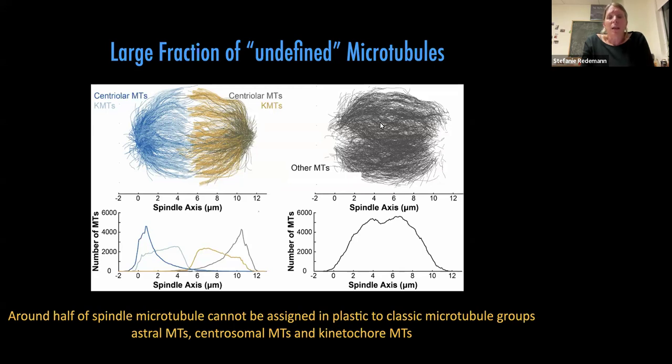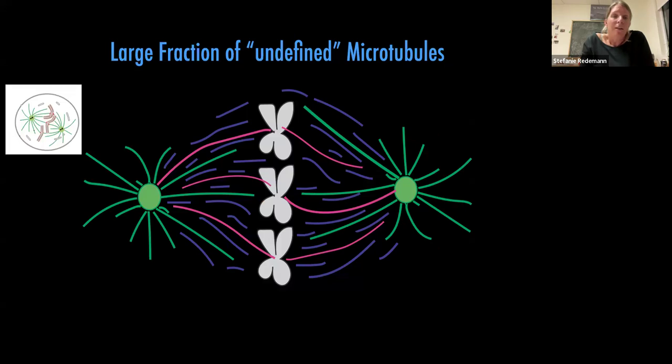We really wanted to understand what these undefined microtubules are. What are they doing? Where are they coming from? What is their role in these spindles? Just to update the cartoon, I already said that kinetochore microtubules are not really connecting to the pole as they are here, and not every microtubule is coming from the spindle pole. There is a large fraction of microtubules that are short and that are not attaching to chromosomes or a spindle pole.